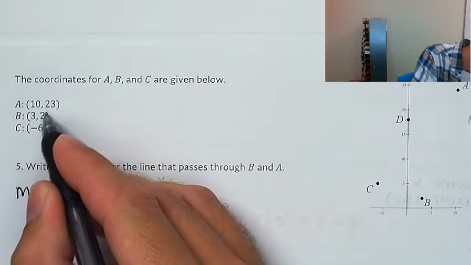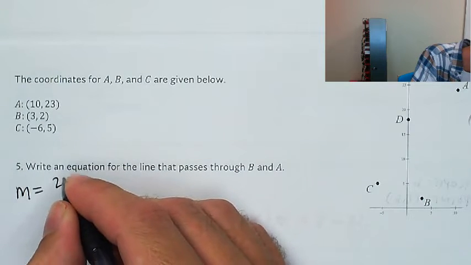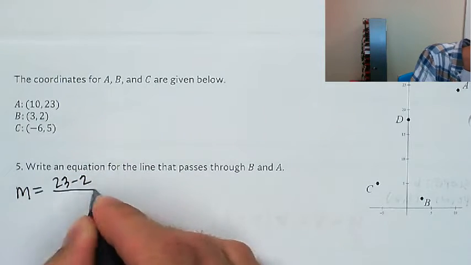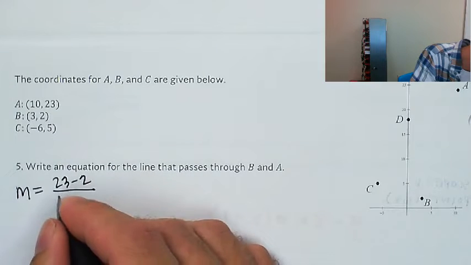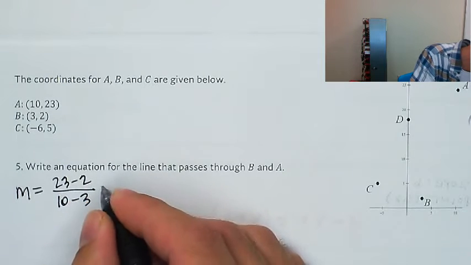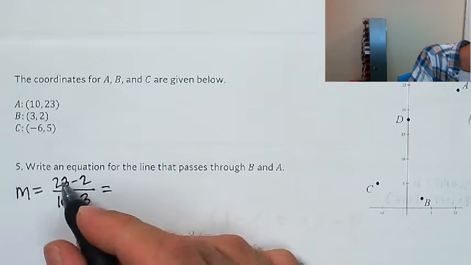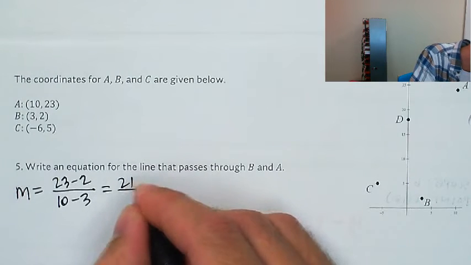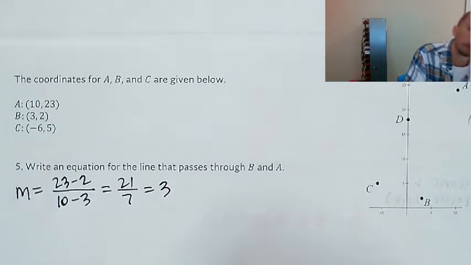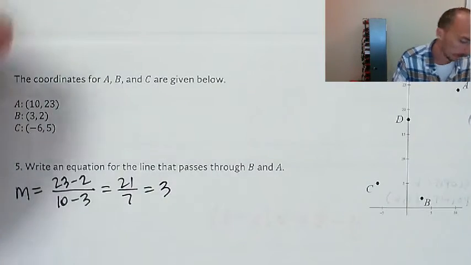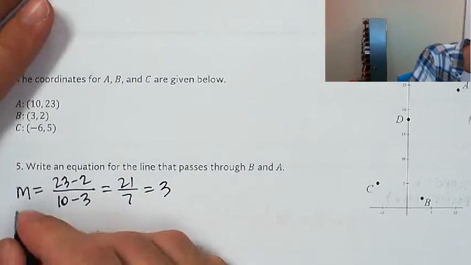Okay, I'm going to do y2 minus y1, 23 minus 2, divided by x2 minus x1, which is 10 minus 3. That's going to be equal to 21 over 7, which is equal to 3. Oh, cool. All right, that's great. And I've got a point.